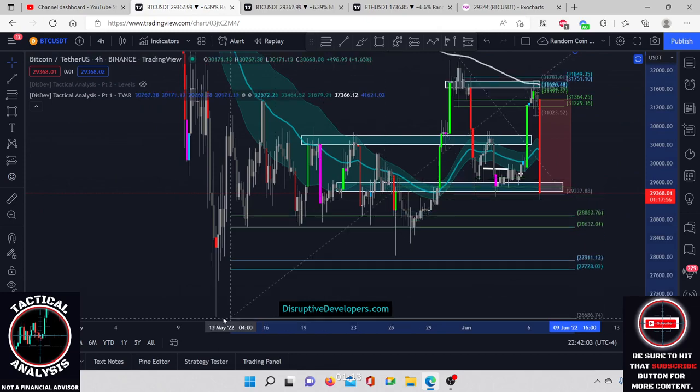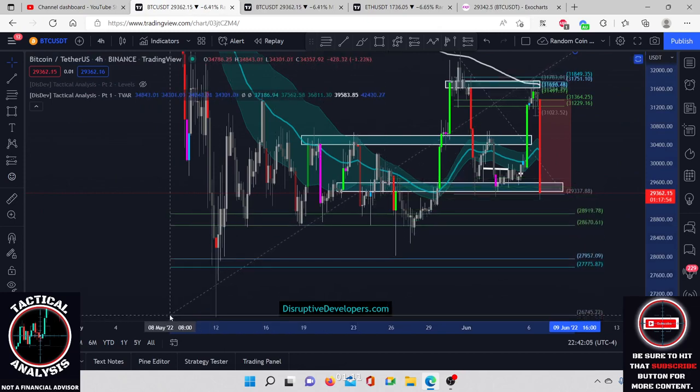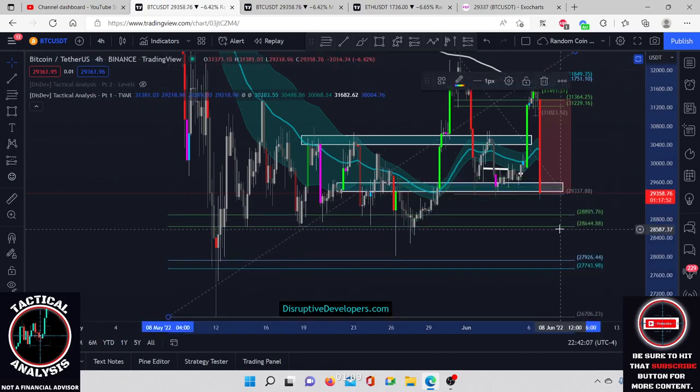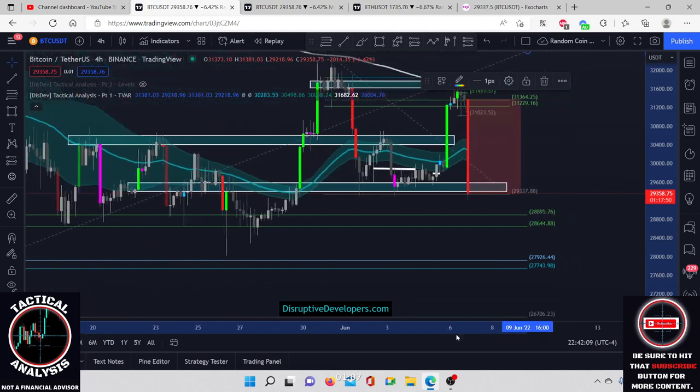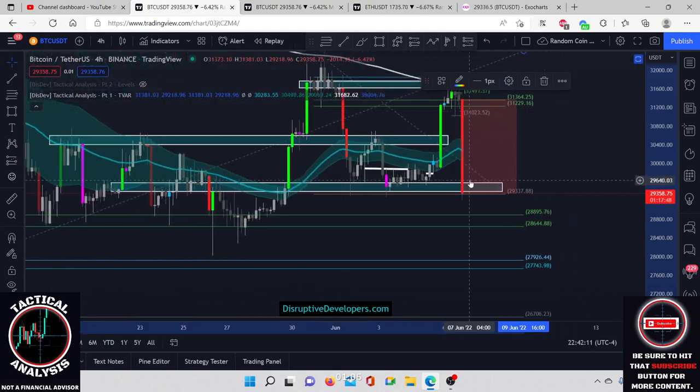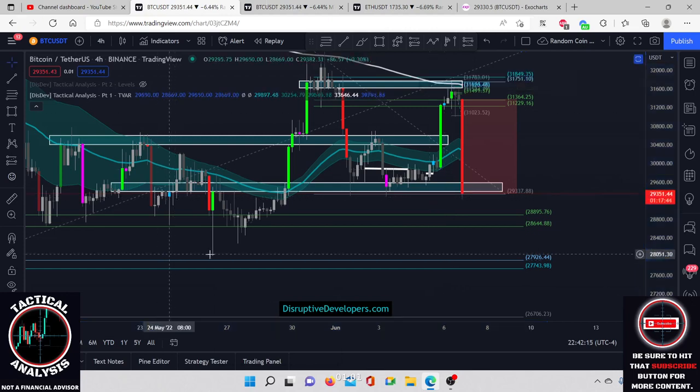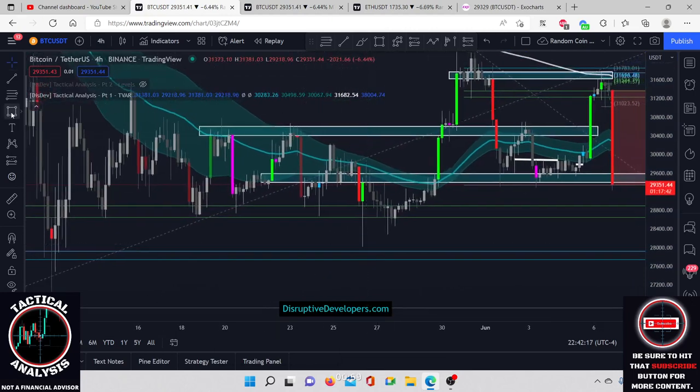All right, and let's take a look at further levels down. All right, so there's your scope. All right, this could be the anticipated level. If we break this level, my money's on this level. Okay, why? Because that's the way that price moves. All right, that's another tactical zone.